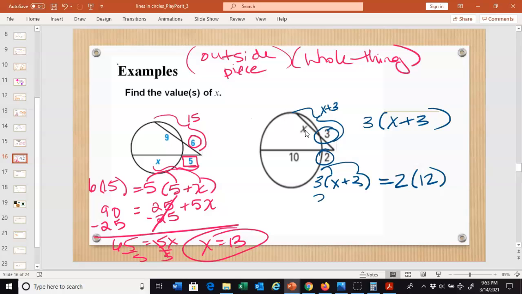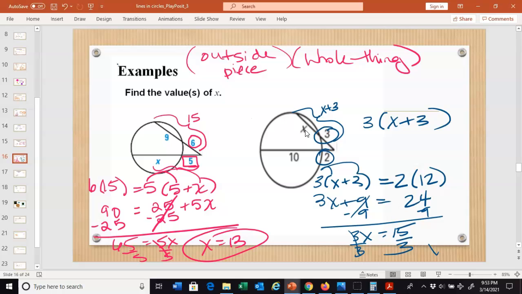So we'll distribute the 3. 3x plus 9 equals 24. Minus 9 is 15, and divide by 3. So you see, I feel like a lot of geometry is mostly algebra, right? There was like 10% geometry, learning how to set up this intersecting secant theorem and then just solving it for the variable.